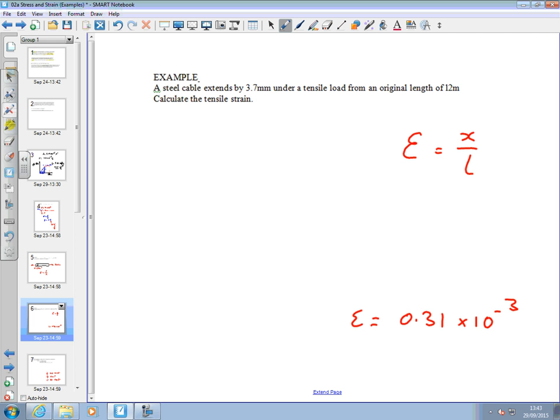So I'm told the extension, it's 3.7 millimeters under a tensile load from its original length. So the original length is 12 meters. And I want to calculate the strain. So there's the formula for strain. Problems?